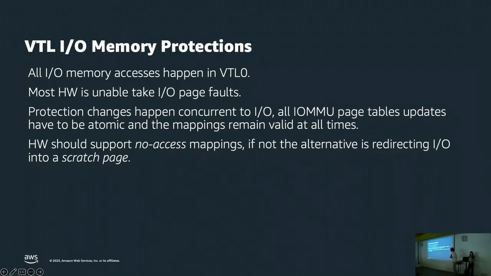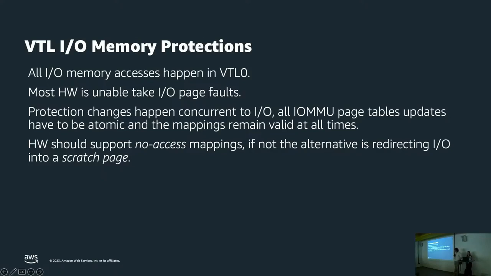So in terms of I/O accesses, there's a big rule. All I/O memory accesses happen in VTL0. And this brings another set of problems because whenever VTL1 decides some memory region is accessible to VTL0, we have to reflect that in the IOMMU.